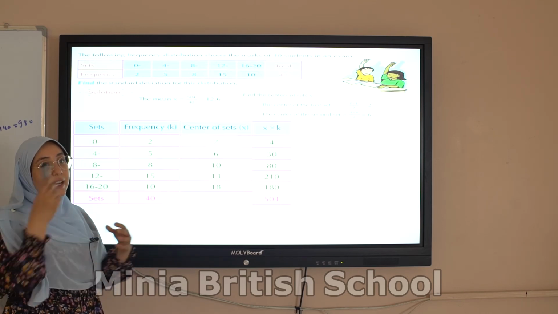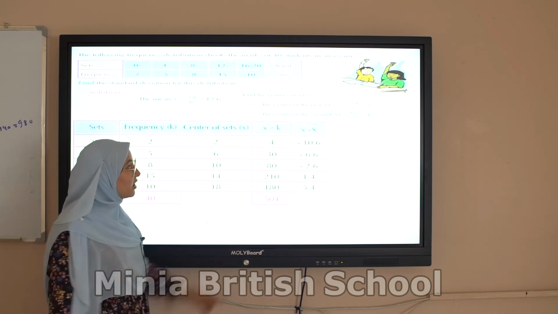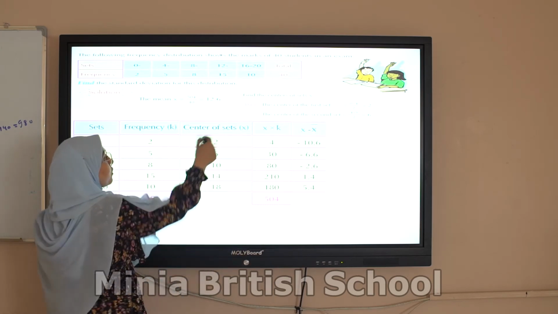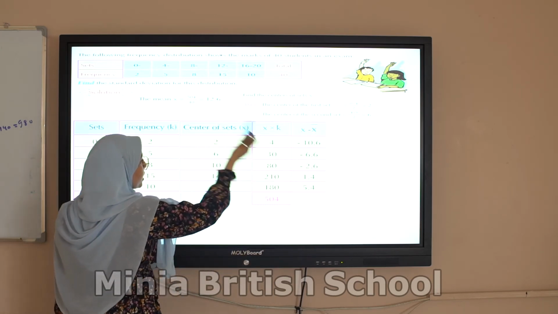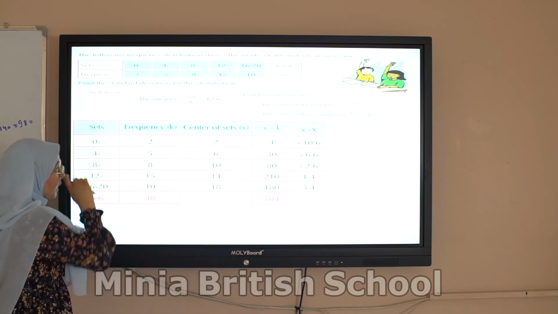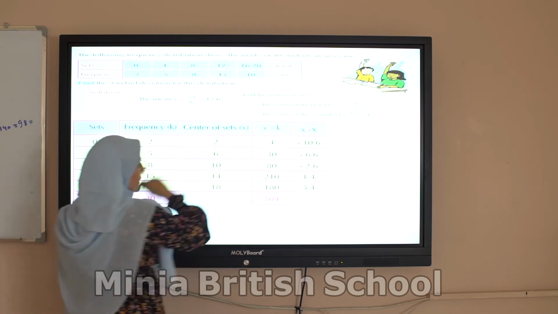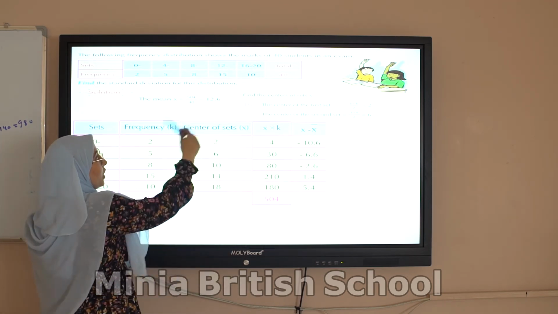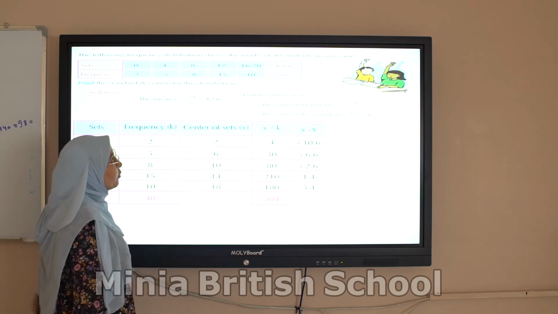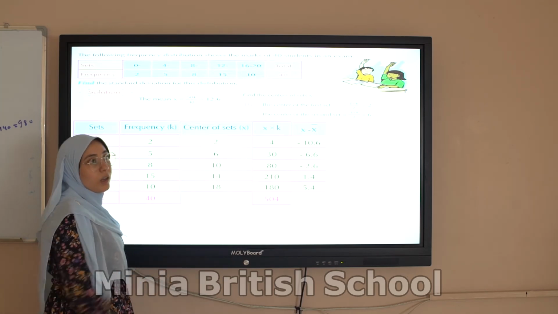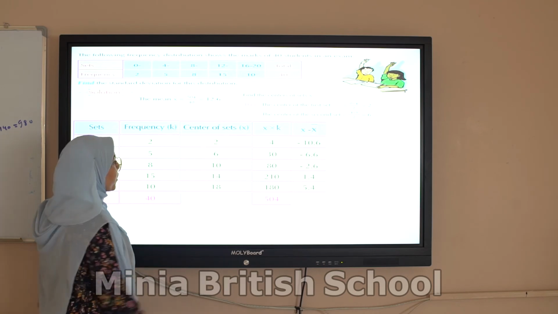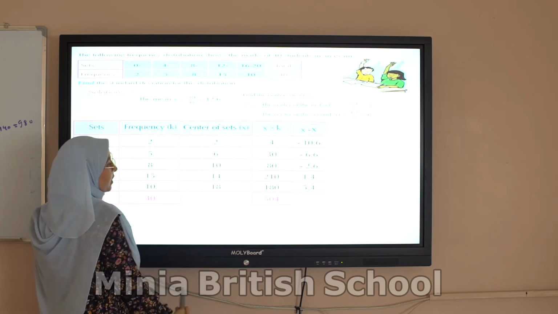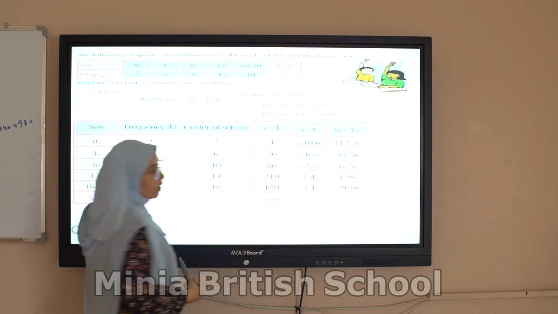Okay. Now I will find x minus x bar, but here x represents the center of the set. So 2 minus 12.6 equals negative 10.6, or 10.6 as you like. You can start with 12.6 minus 2 or 2 minus 12.6. Finally you will find the square of this value. 6 minus 12.6 equals negative 6.6, and the same idea we get x minus x bar.